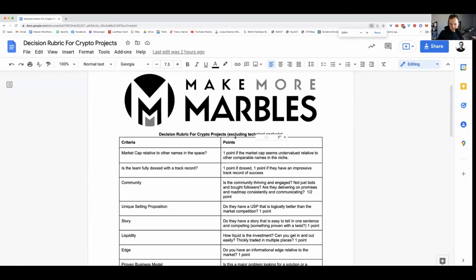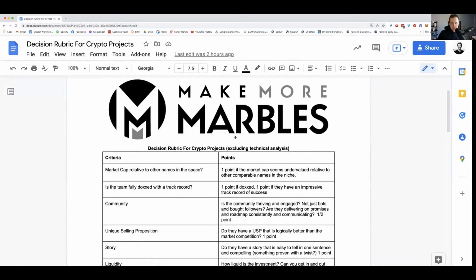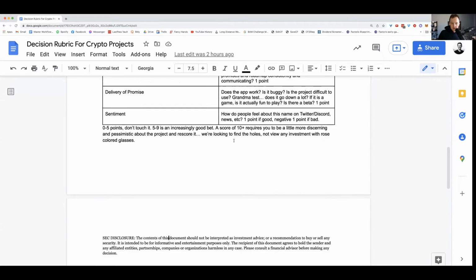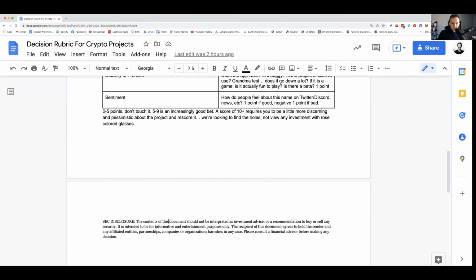All right, awesome. So here's the decision rubric. I'm going to make this a little bigger. And I put these together based on a point system. Now, there are more than 10 points. The point here is we'll first hit it, that anything 0 to 5, I consider like not worth it, and it's not investable, right? Anything 5 to 9 is an increasingly good bet as far as the probability goes. But then again, anything can happen.